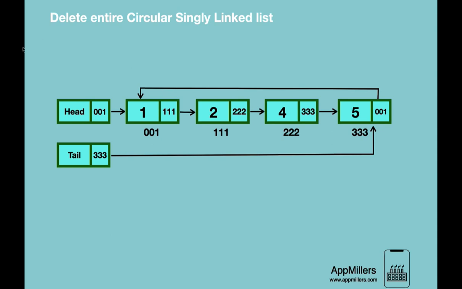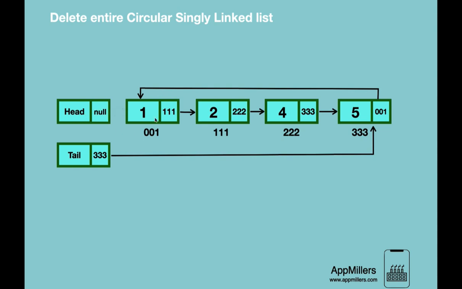which are the reference from head to the first node. We need to delete this reference from here. The second reference is the reference from tail to the last node, and we need to delete the reference from the last node to the first node. By setting these references to none, we can delete the entire circular single linked list. Let's see how this works. If we set the head reference to null, it will delete the link between head and the first node.